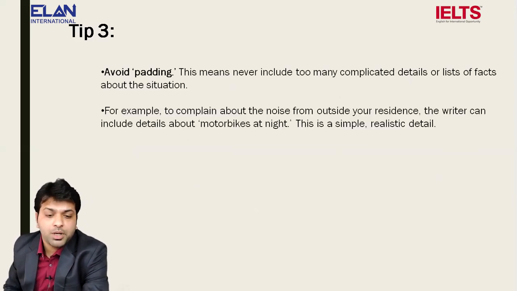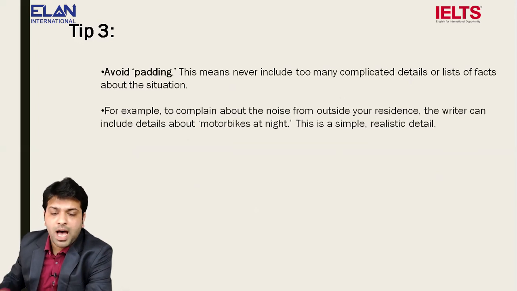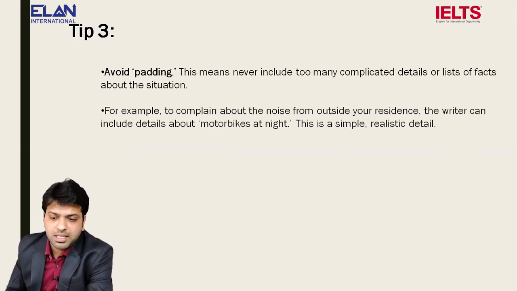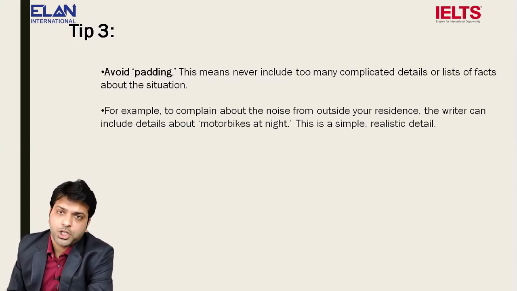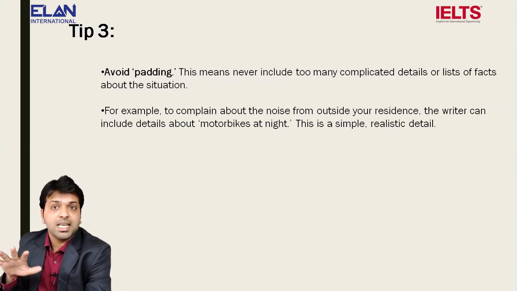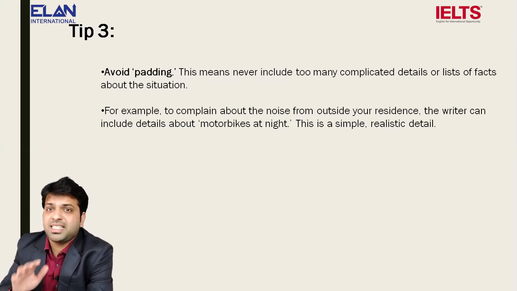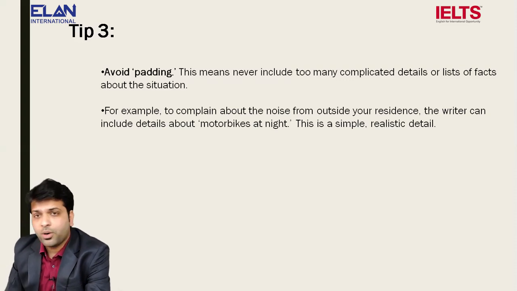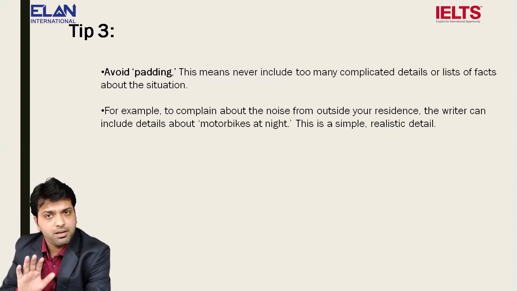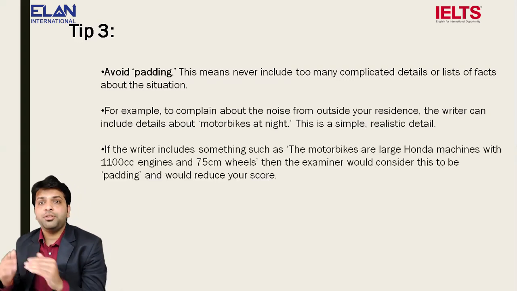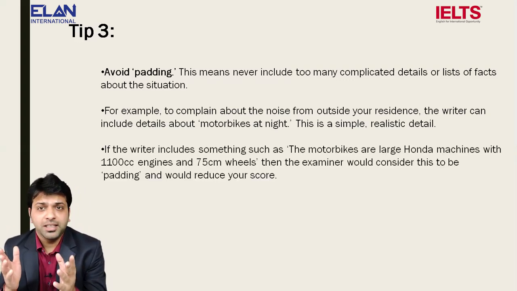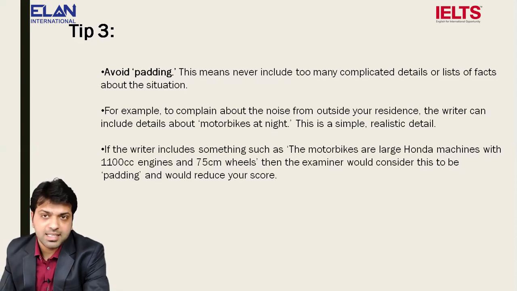So, for example, if you are complaining about noise from outside your residence, the writer can include details about motorbikes at night which create a lot of noise. That's acceptable, because it's simple and realistic. Yes, sometimes outside the residence there are a lot of motorbikes coming in and going out, because of which there's a lot of noise. Something relevant. But if the writer starts talking about the make and the design of the bike, in that case, it doesn't help.